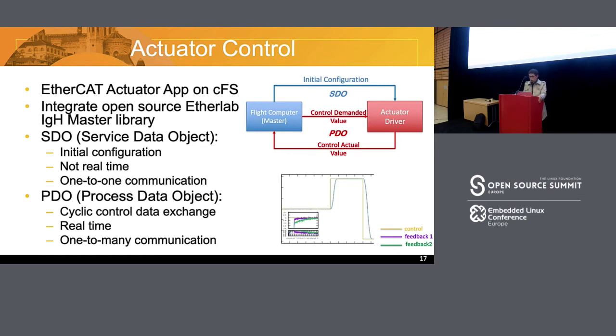EtherCAT provides two types of communication, service data objects and the process data objects. Service data object, or called SDO, is one-to-one communication, but it is not real time. So the master will use SDO to initialize and configure the actuator driver.